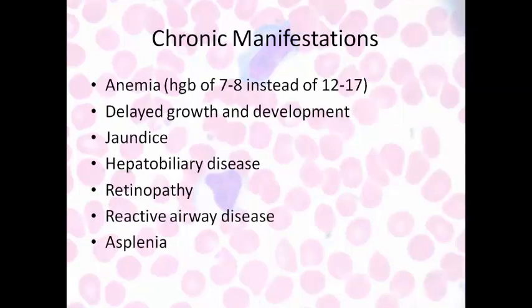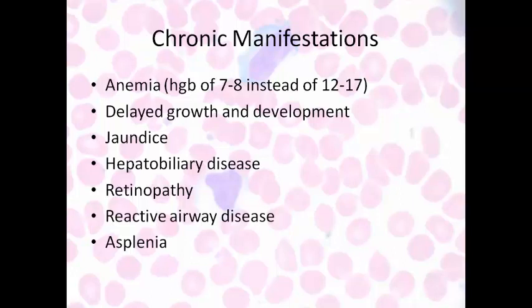Here are the chronic manifestations we see with sickle cell disease. I already mentioned this, but with the chronic breakdown of those misshapen red blood cells, we see anemia. A normal hemoglobin level for a patient with sickle cell disease is usually around 7 or 8, instead of the 12 to 17 range that we see with unaffected patients. Of course, that chronic anemia is going to lead to delayed growth and development for our pediatric patients, and then just some general fatigue and pallor for any of our patients.